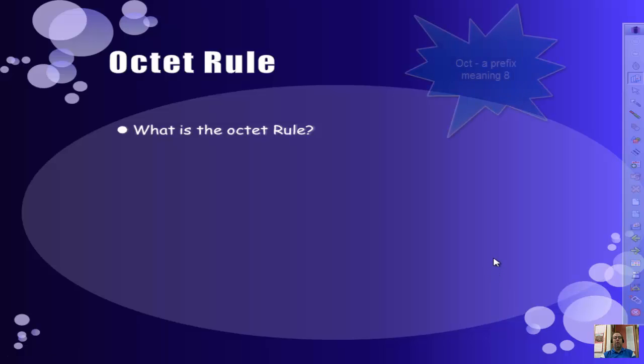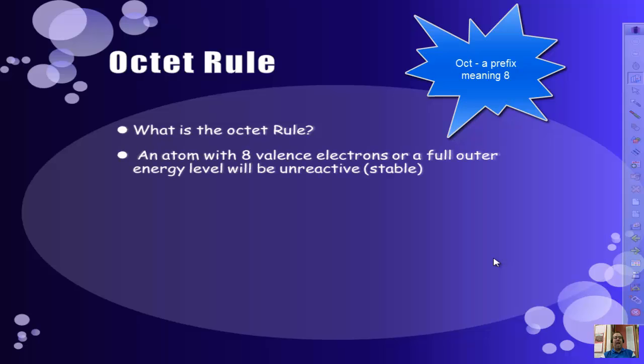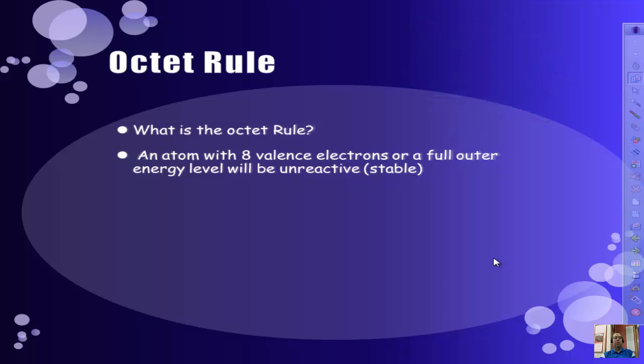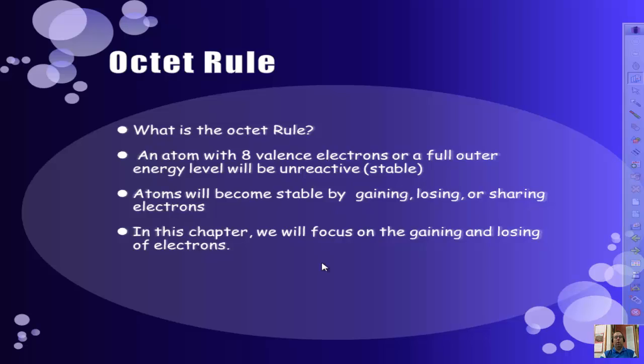Now, within that word octet, oct, of course, you know means 8, and what we're saying is an atom with 8 valence electrons or a full outer energy level is going to be unreactive or stable. That is what every single element wants to do, is find a way to become stable by having 8 valence electrons. Now, with these 8 valence electrons, atoms can become stable in one of 3 ways.